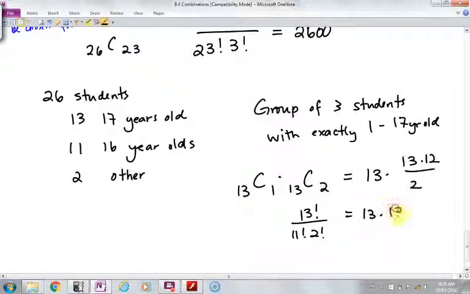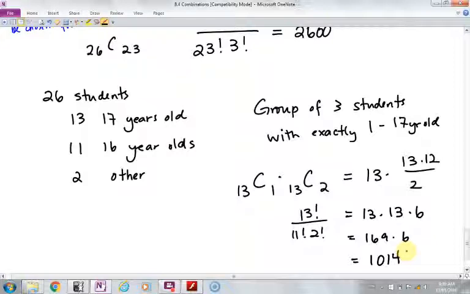So it's 13 times 13 times 6. That's what I want to work out. So what does that work out to be? 169 times 6. 1014? So there's 1014 groups that I could make with 3 students and exactly one 17-year-old.